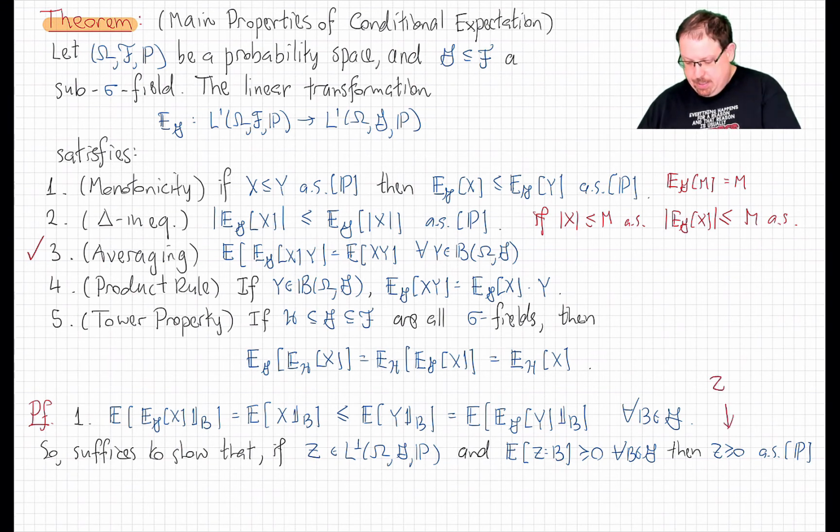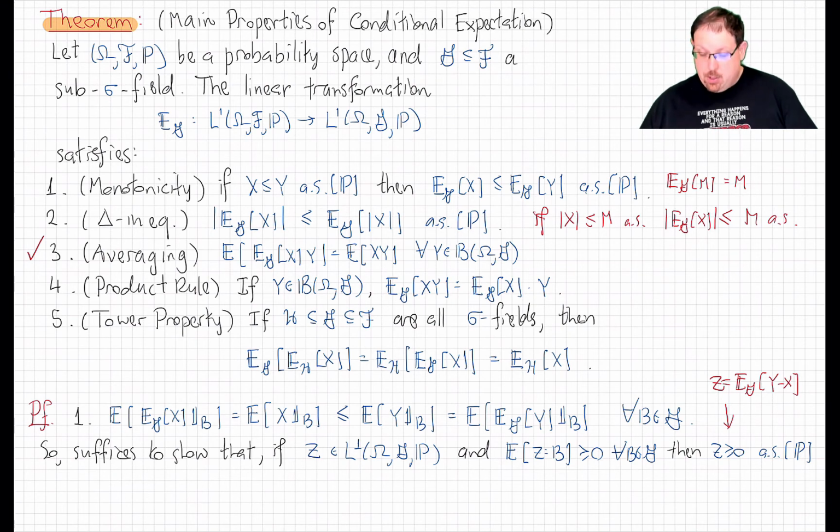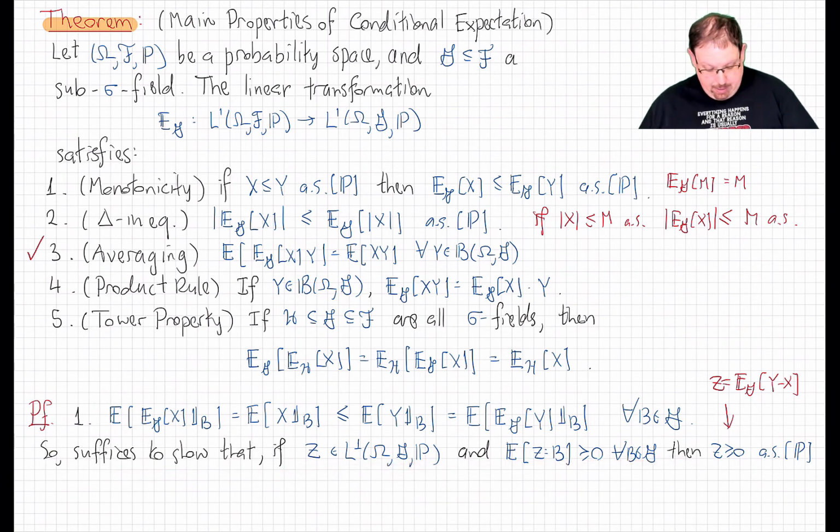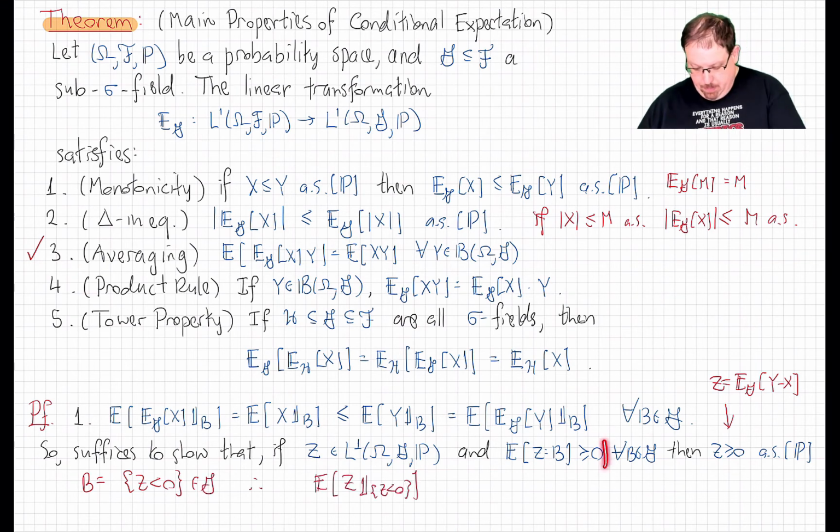That will suffice by setting Z equal to the conditional expectation of Y minus X given G. For if we can show that that is non-negative, that by linearity is the same as showing the conclusion that we want. So to see why this suffices, we simply take B to be the set where Z is negative. Since Z is G-measurable, that is a set in G, and therefore, by this assumption, this must be greater than or equal to 0.